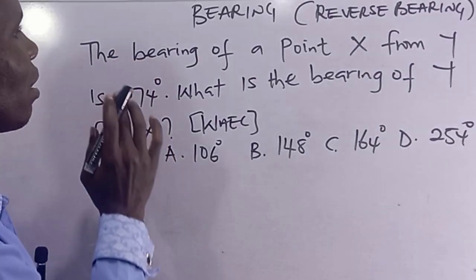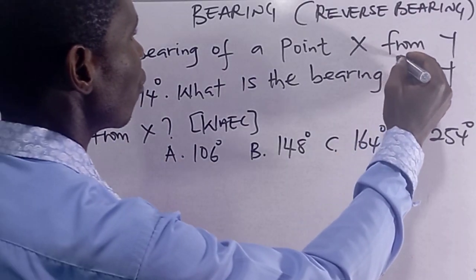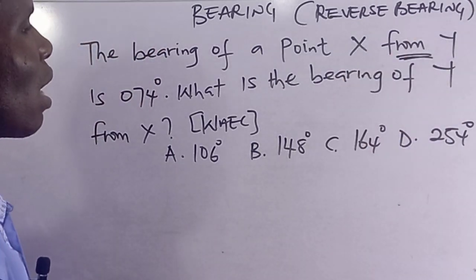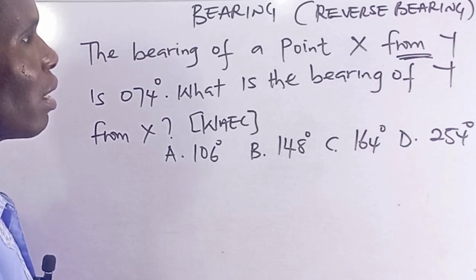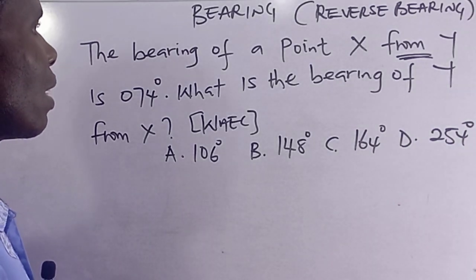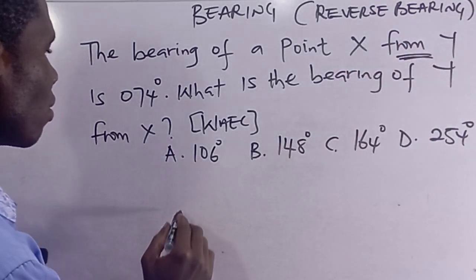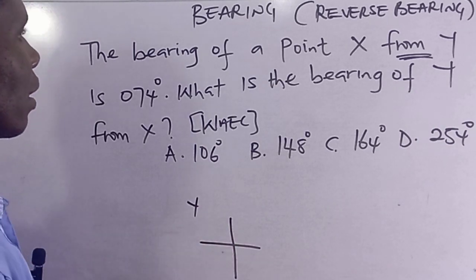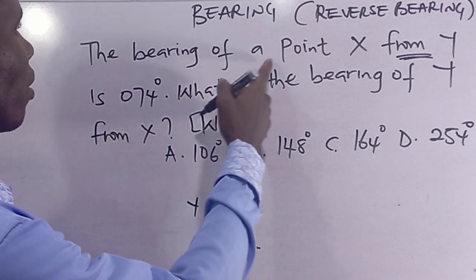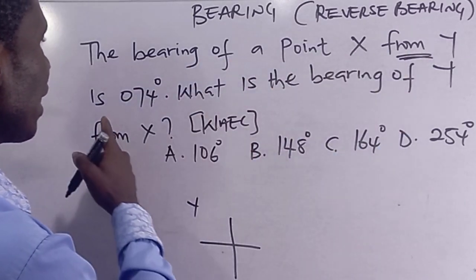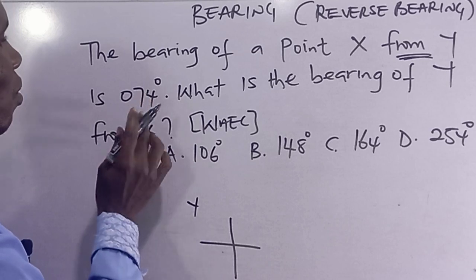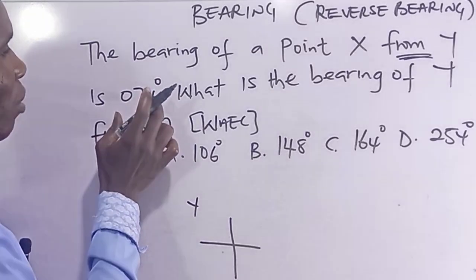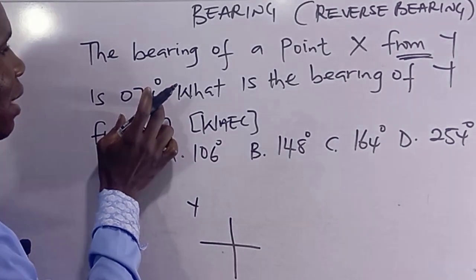So here we have the bearing of a point X from Y. This word is very important while we deal with bearing because it tells us the starting point, from point Y. So the starting point is Y. The bearing of a point X from Y is 074 degrees. This is an example of a 3-digit bearing measured from the north in a clockwise direction.